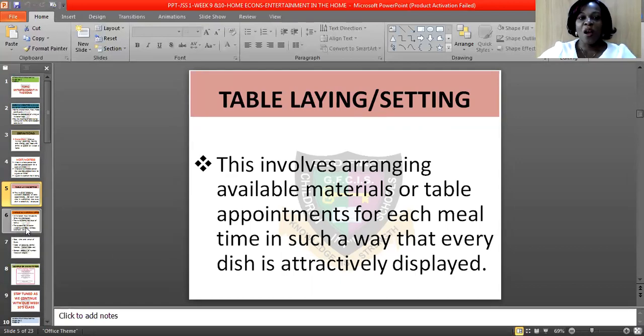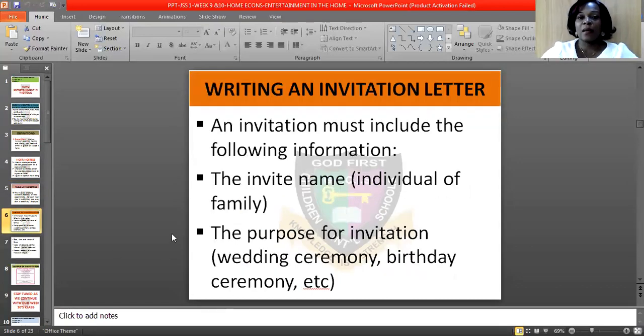All right, let's look at how we write an invitation letter. Writing an invitation letter.